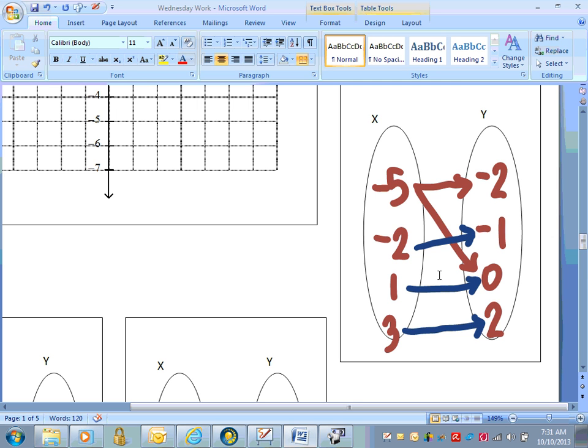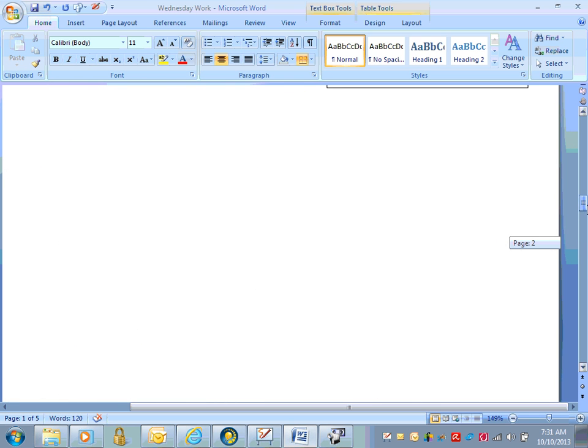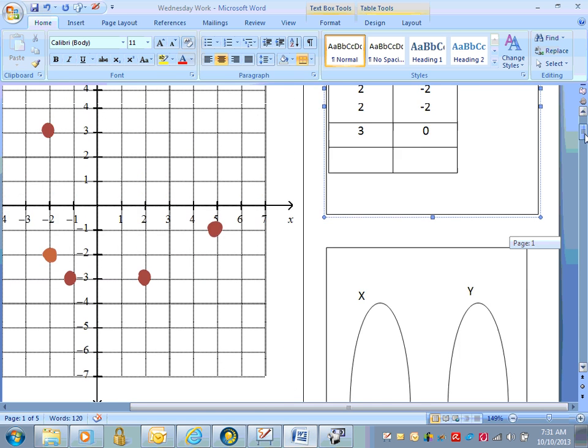That's the only time when you're looking at a mapping diagram that it will not be a function. When two arrows come out of one x value. Okay? Again, two arrows come out of one x value, that is not a function. Just like this. Okay? Now, looking at this one right here.